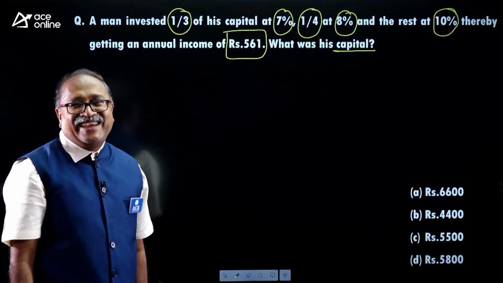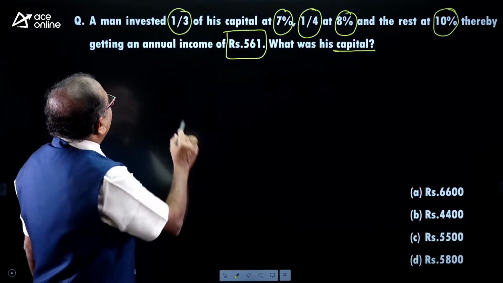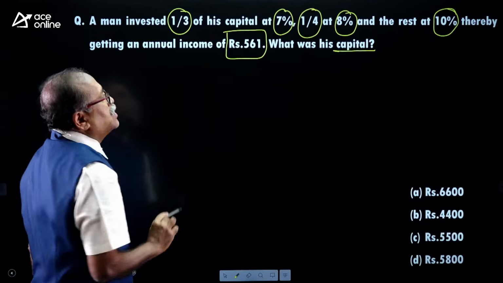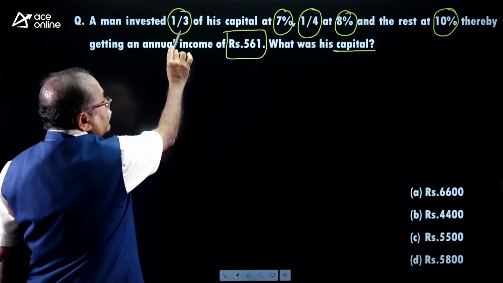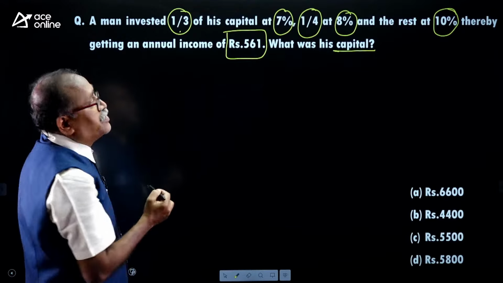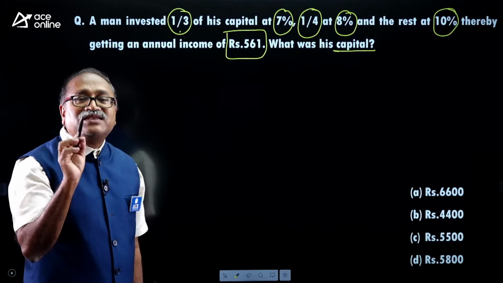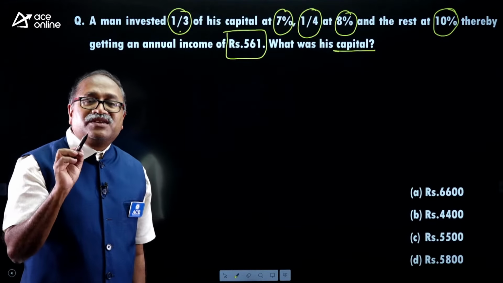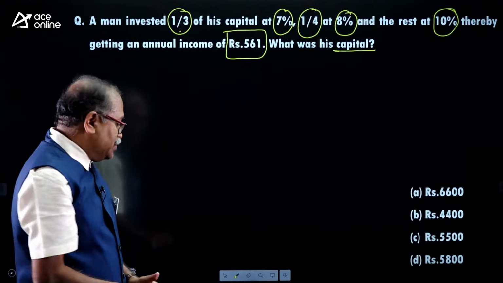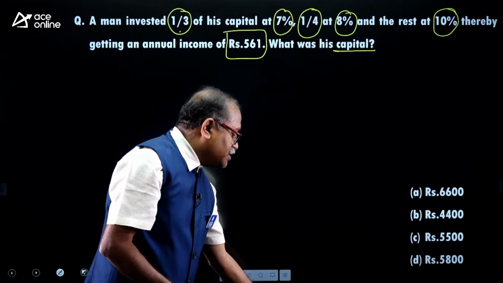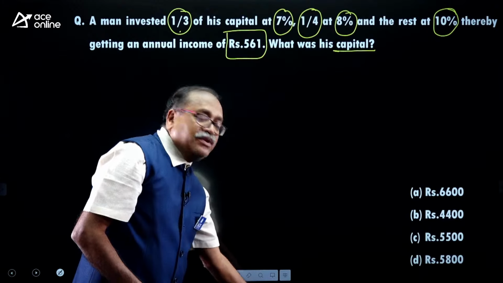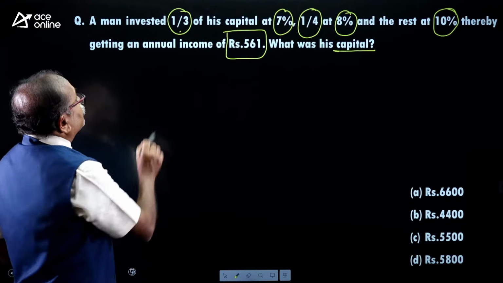Come on. So we have the annual income given to us. It is said that in the first case 1/3 at 7%. There is a technique, a trick to answer this question. So I am just waiting for some of you. Now I will give the hints of that trick.